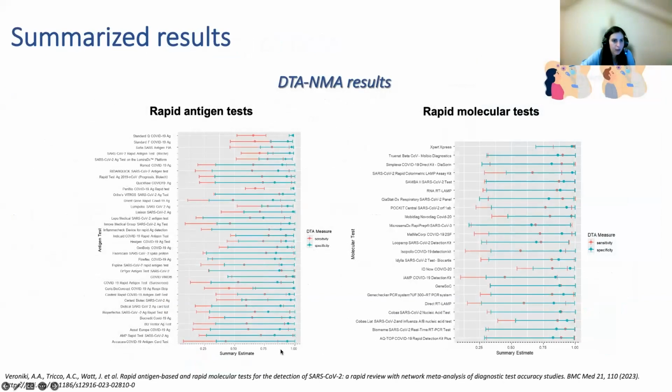Okay, and we summarize the results using forest plots. So in each network meta-analysis, we simultaneously compared all index tests and borrowed strength from the included studies, which increased precision in the DTA estimates. And our DTA-NMA results suggested for the rapid antigen test that the COVID Vero test had the highest sensitivity and specificity. And for rapid molecular tests, the Xpert Xpress test had the higher estimates. So both tests fulfill the WHO minimum performance requirements.